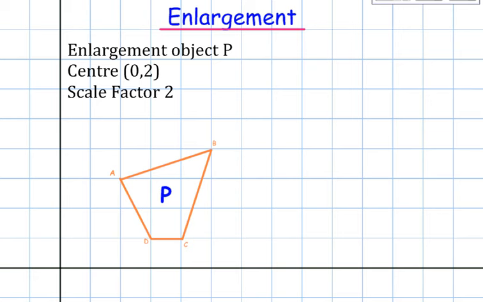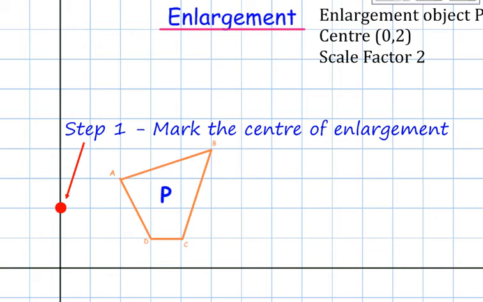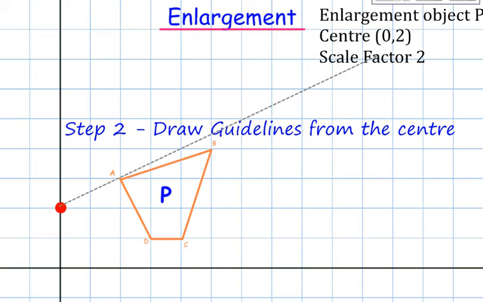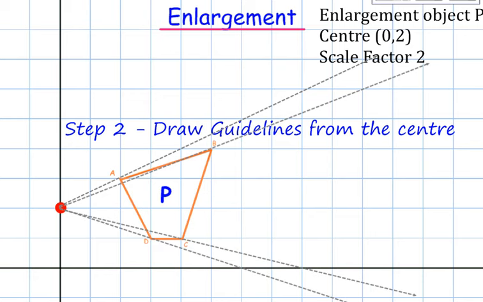Enlargement of object P with a centre of 0, 2 by a scale factor of 2. So, the first thing you need to do is mark the centre of enlargement, in this case 0, 2. Next, you need to draw guidelines from that centre to each corner of the shape. So for this example, we'll go through A, through B, through D, and through C. These will help you check your answers as you go along.